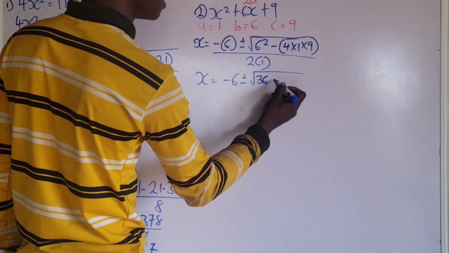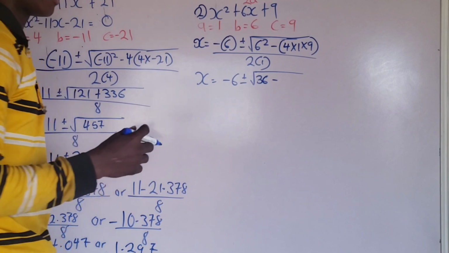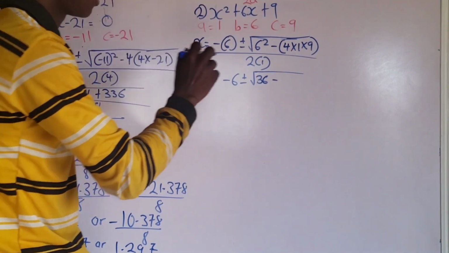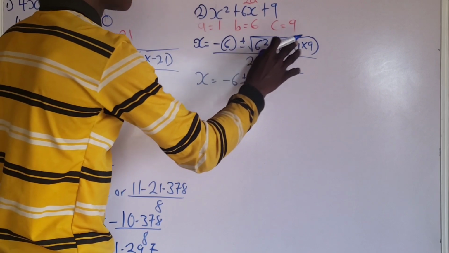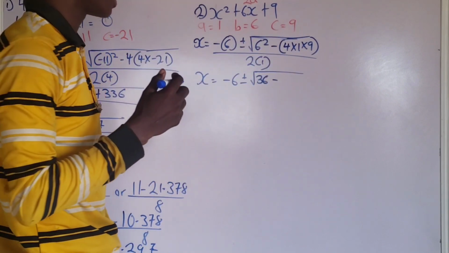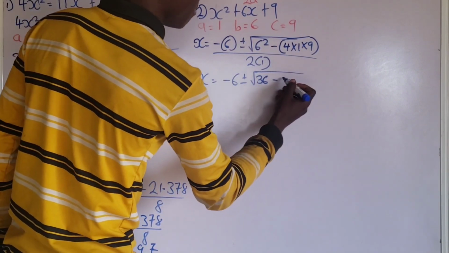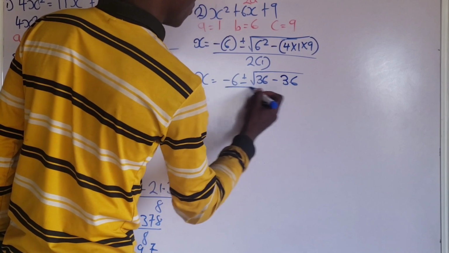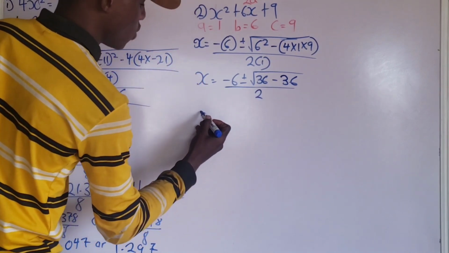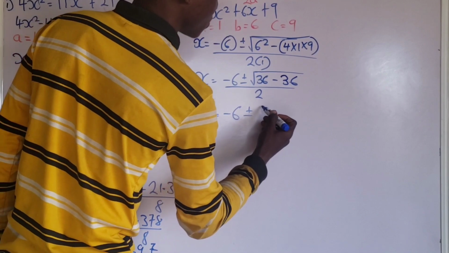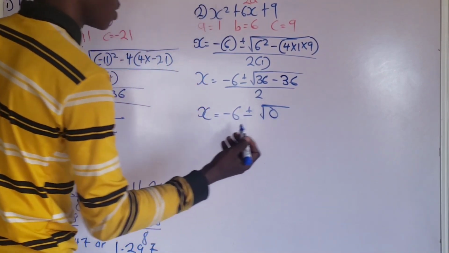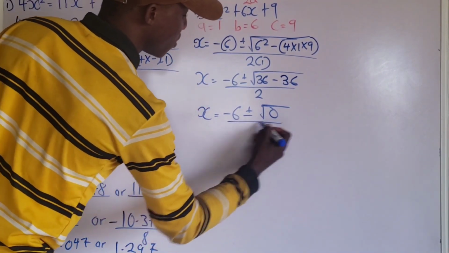So I'm going to have 36 minus, now I want you to pay attention. 4 multiplied by 1 is what? 4. 4 multiplied by 9 is what? 36. Are you paying attention? So I'm going to have minus 36 all over 2. Okay, so here I'm going to have x is equals to minus 6 plus or minus square root of 0. Square root of 0 is what? 0. So I'm going to have, okay, all over 2.